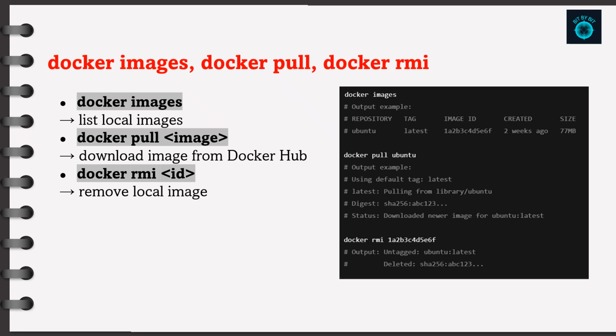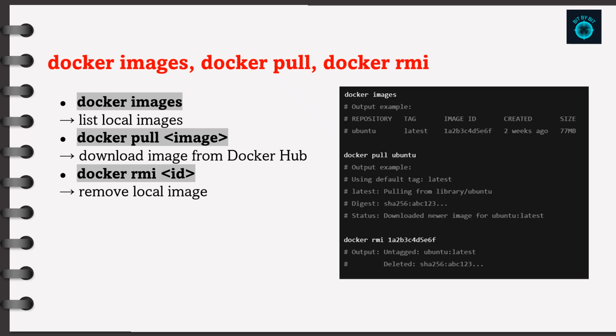Docker images, docker pull, docker rmi. Now let's talk about managing images. The first command is docker images. This lists all images currently stored on your computer. You will see the image name, its tag, the image ID, and size.